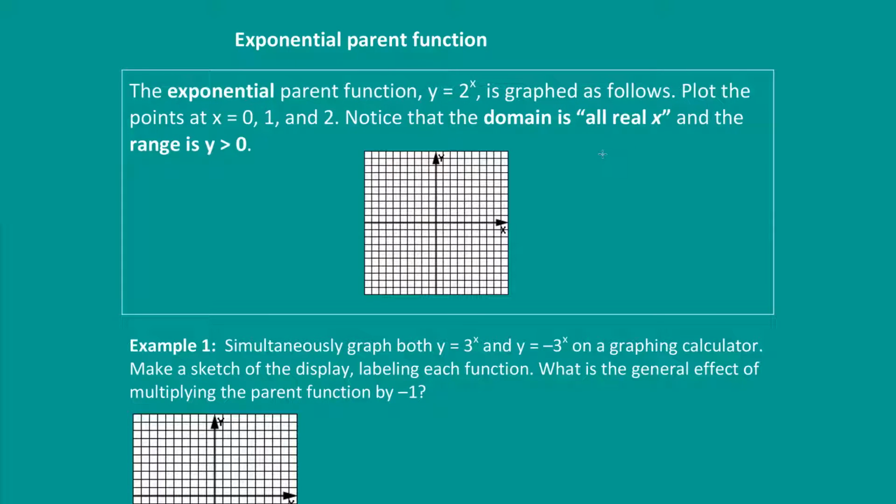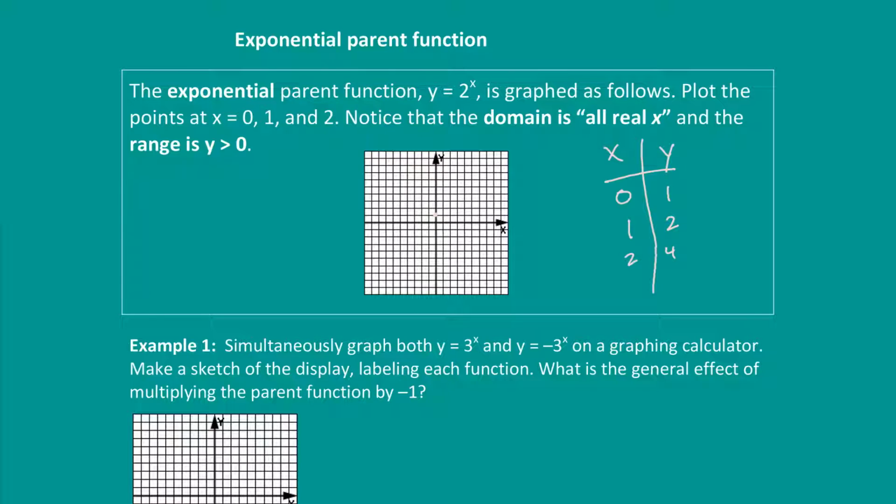So if we put out a grid of x, y's, if our x is 0, 2 to the 0 is going to be 1, because any number to the 0 power is 1. So we plug that in. When x is 0, our y is 1. When our x is 1, our y is going to be 2. When our x is 2, our y will be 4. So that gets exponentially larger. That's going to go up like this.